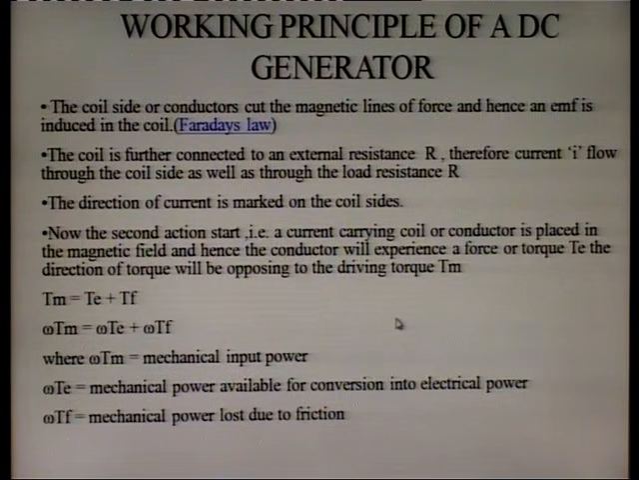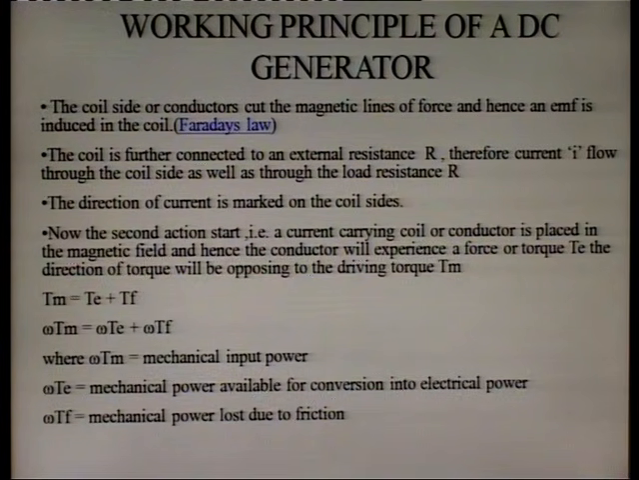The coil sides or conductor cut the magnetic lines of force, and hence an EMF is induced in the coil. So when a conductor cuts the magnetic lines of force, an EMF is induced in the coil, which is the statement of Faraday's law. The coil is further connected to an external resistance R, therefore current I flows through the coil side as well as through the load resistance R. The direction of current is marked on the coil sides.